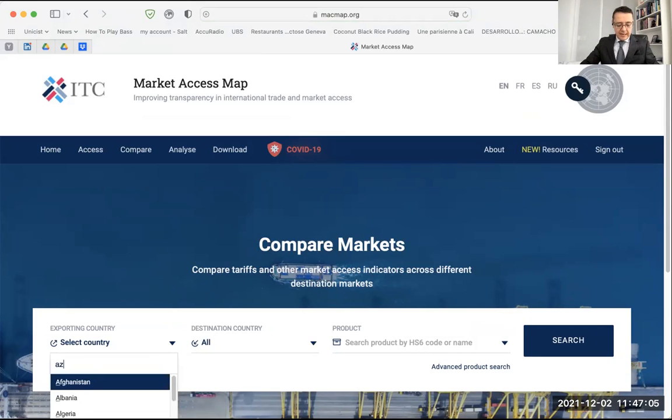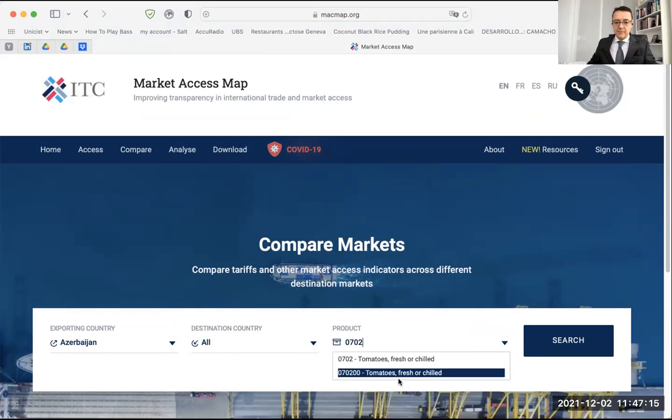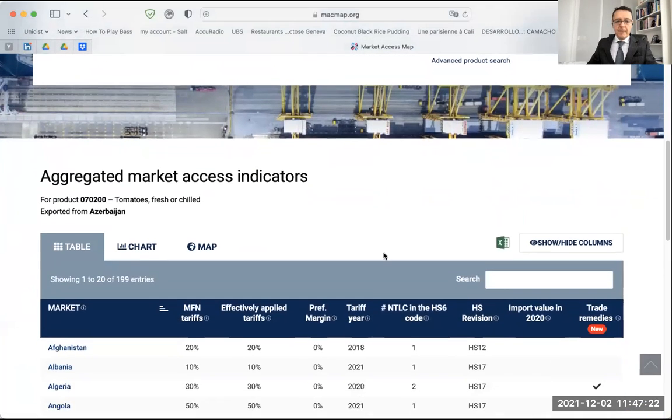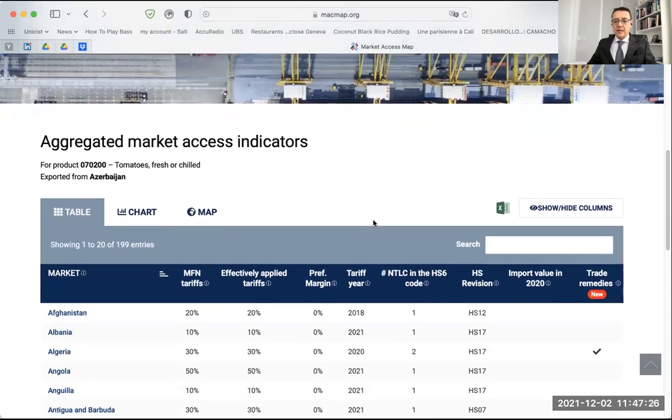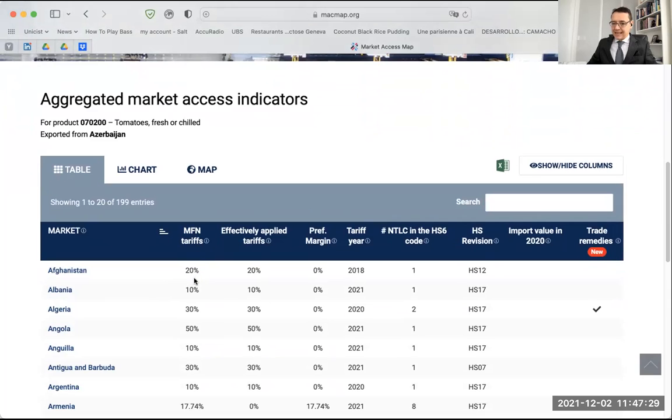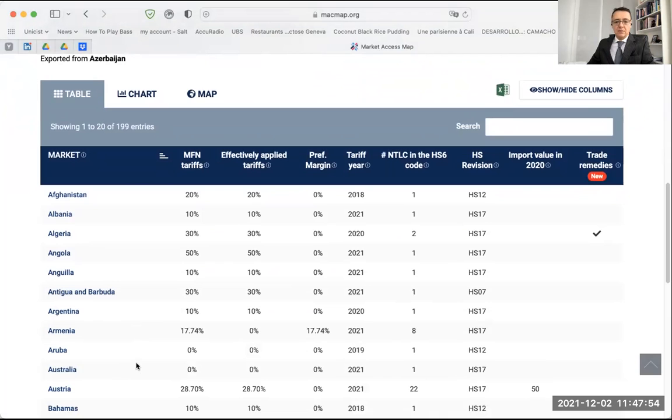So here we select Azerbaijan, and we choose all destination markets, and we go back to our tomatoes. And here what we have is a comparison of the same information. So the MFN tariff, what is the standard tariff, if you will, within the WTO? The effectively applied tariff, that is the tariff that in practice is applied, and the preference margin across all the countries in the world for Azerbaijan.